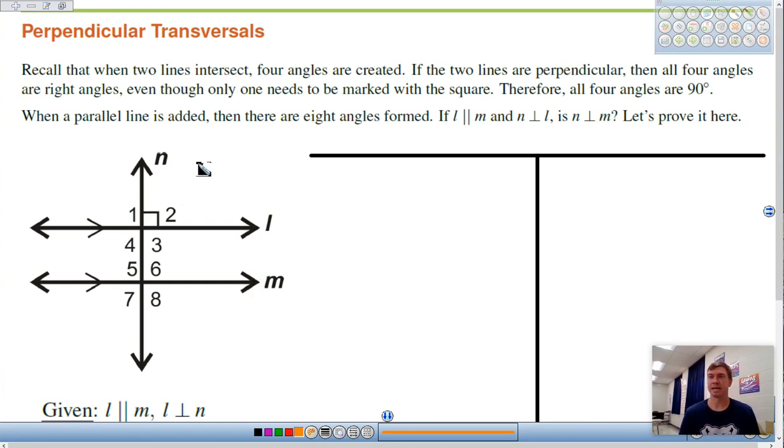When a parallel line is added, then there are 8 angles formed. And if line L is parallel to line M, and N is perpendicular to L, then N would also be perpendicular to M. And that should make sense, but let's go ahead and do a little proof to show that it's true. So we have our statements and our reasons.